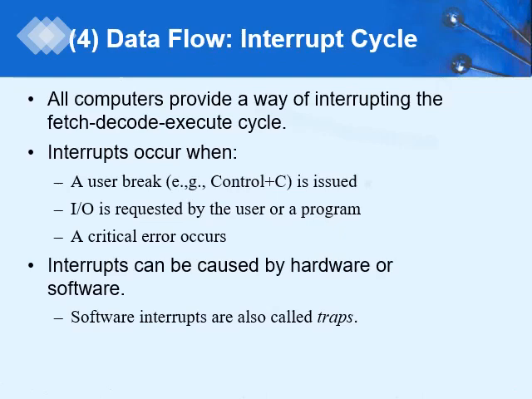After we have looked at the fetch cycle, indirect cycle, and execute cycle, now we are going to look into the fourth data flow, which is the interrupt cycle. All computers provide a way to interrupt the fetch, decode, execute cycle, because sometimes a user wants to read, write, print, and sometimes the computer hangs and we want to do Control C, Control Z, or critical errors occur. So interrupts can be caused by hardware and also software.